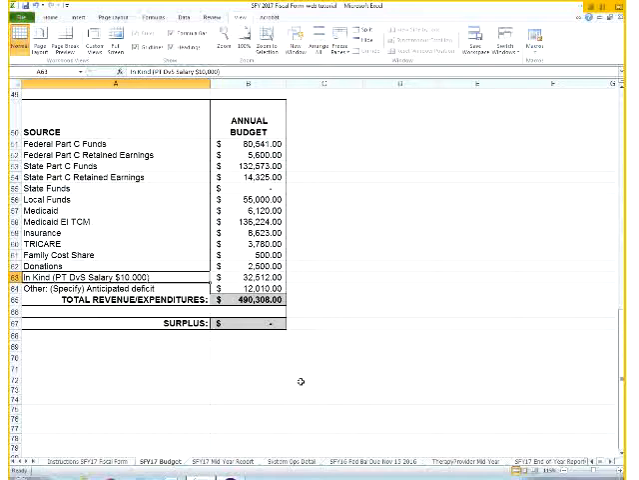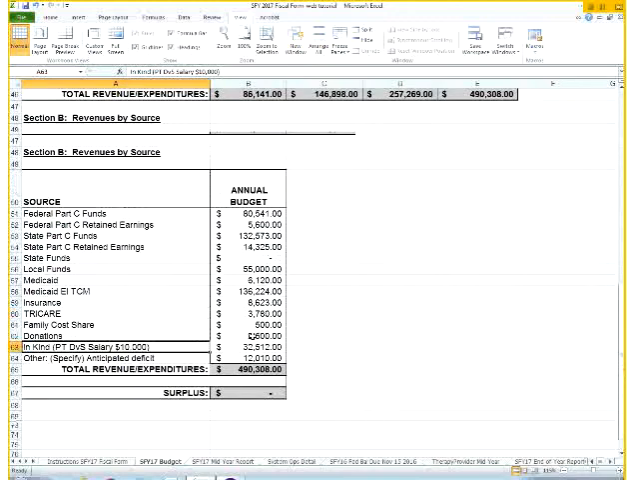Now we're going to turn this over to Sarah, and Sarah's going to talk about systems operation details.